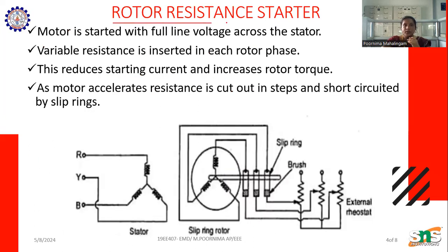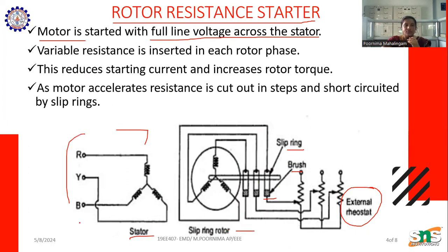First we can see the rotor resistance starter, which belongs to the slip ring induction motor. Here the motor is started with full line voltage across the starter. In the picture we can see the stator side, which is star connected, and the rotor side, which is a slip ring motor. Here we have the slip rings, the brushes, and an external rheostat.